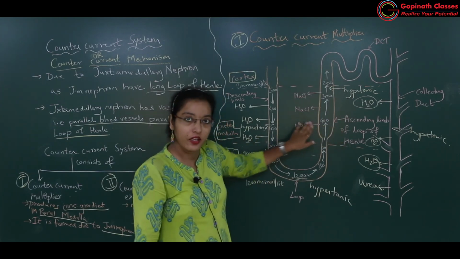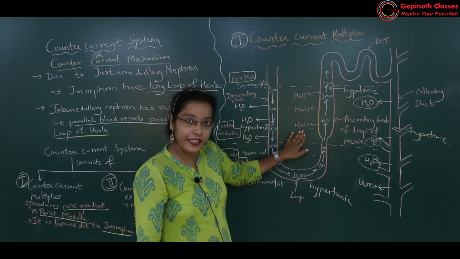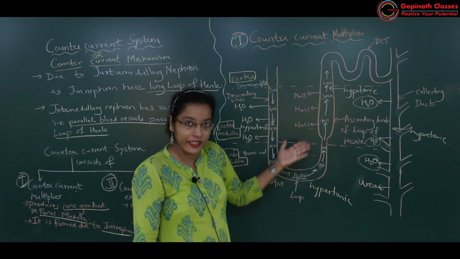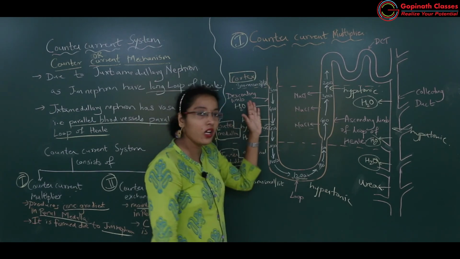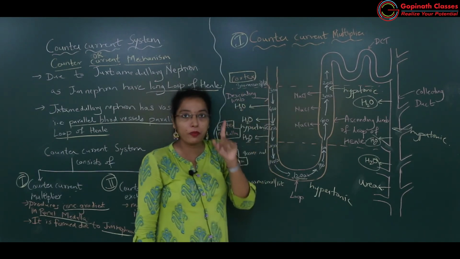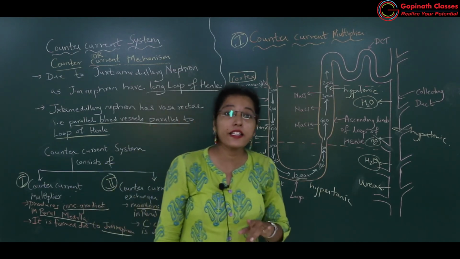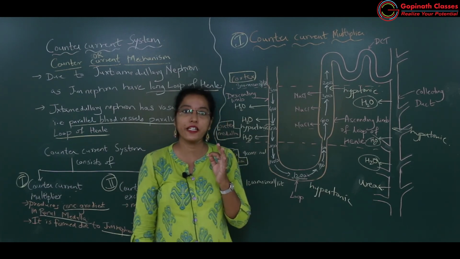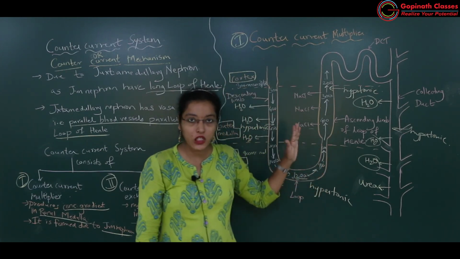So all of you understood what is happening in the ascending limb. NaCl जाता है, किधर जाता है? Medullary interstitium में, because of which concentration gradient is produced in the medullary interstitium, and concentration gradient बढ़ने के कारण, osmolarity increase होने के कारण water is lost from the descending limb. So in counter current multiplication, you have to remember that there is multiplication, that is increase in the ions of medullary interstitium, because of which concentration gradient is produced in medulla. So this is counter current multiplier.